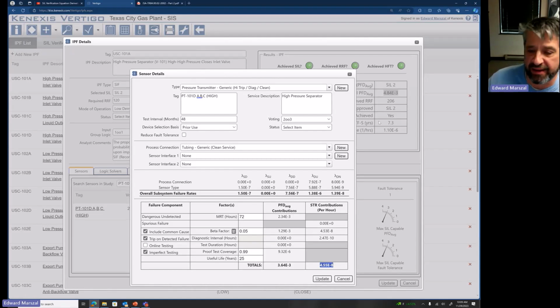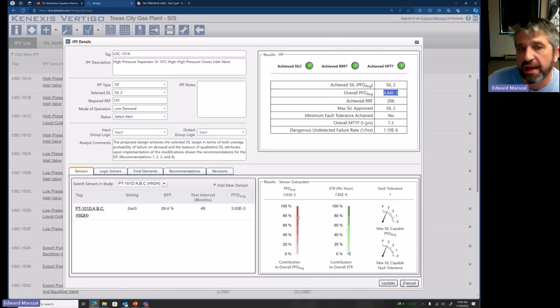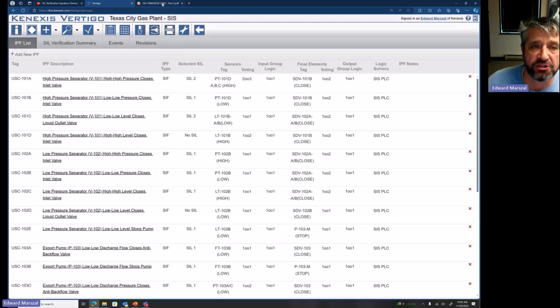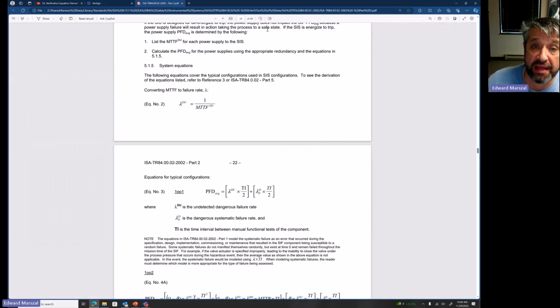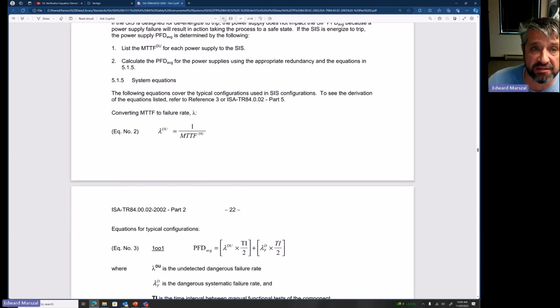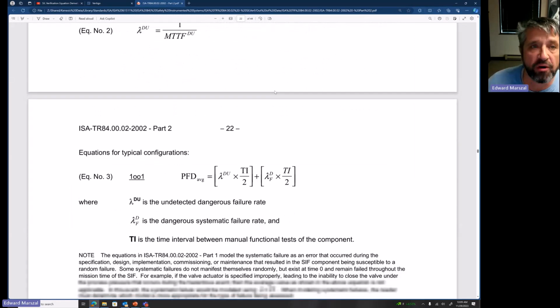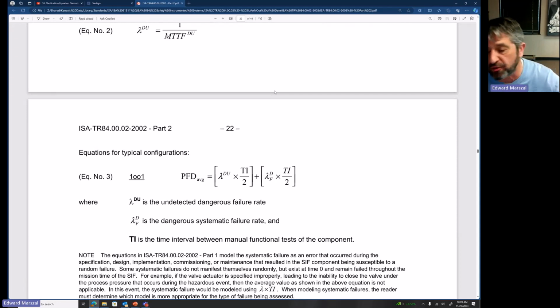Well, let's go back, and I'm going to cancel out of here and go back into the Wayback Machine. I'm going to show you a technical report from ISA. This technical report was released in 2002, which was almost a decade after I joined the committee. I joined the committee in 1994. But you'll see that the first original 1-out-of-1 equation only contained effectively 1 term.